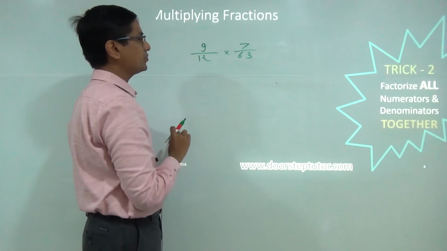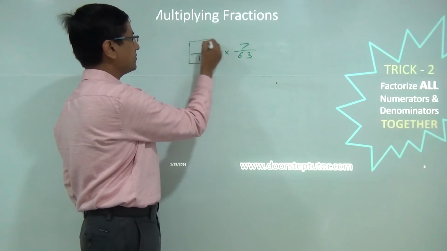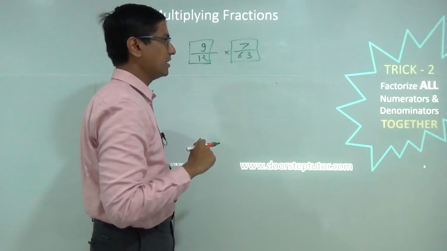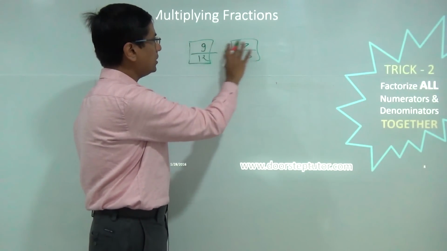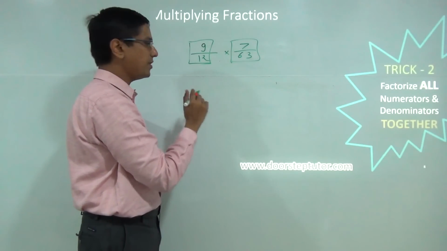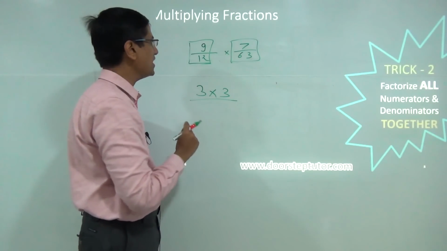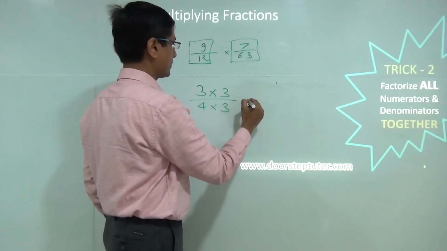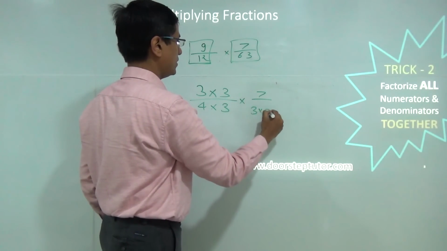So let's say I have these two fractions. Some books will tell you to simplify this one first, and then do the multiplication. What I am telling you today is, don't do that. You take all the numerators and all the denominators, all of them together, and you factorize them. So factorization is your friend here. 4 into 3 multiplied by 7 divided by 3 into 3 into 7.